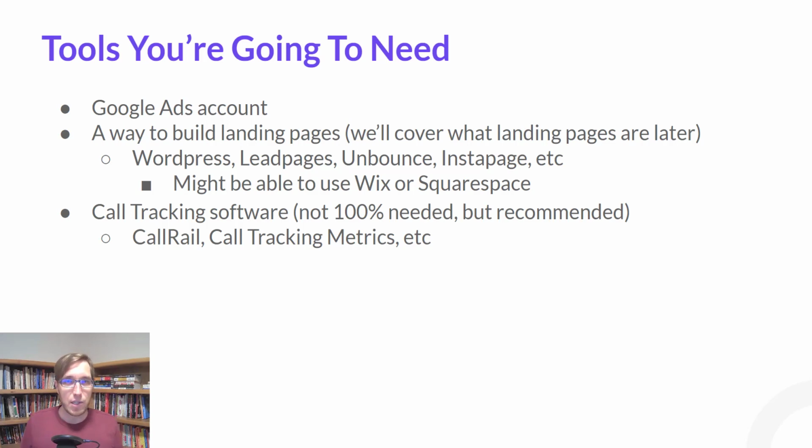So the number one thing, obviously, you're going to need a Google Ads account. The other thing you're going to need is a way to build landing pages, and we're actually going to go over what landing pages are a little bit later, what they should look like, all that kind of stuff. I personally use WordPress, but there's a lot of different tools out there. There's Lead Pages, Unbounce, Instapage, all that kind of stuff. And you might be able to use Wix or Squarespace. I'm personally not a pro when it comes to those platforms.